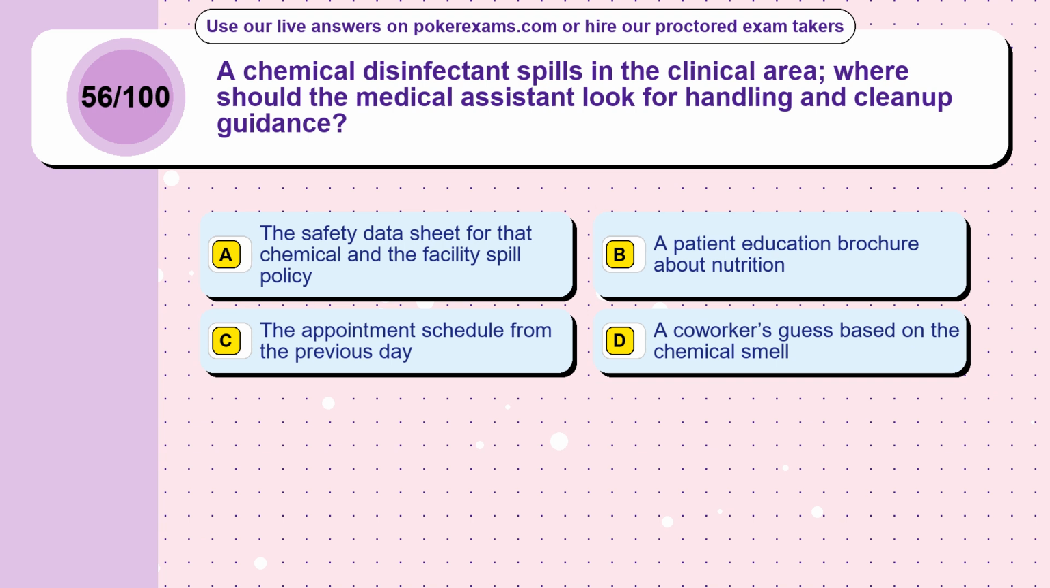Question 56. A chemical disinfectant spills in the clinical area. Where should the medical assistant look for handling and cleanup guidance? Option A. The safety data sheet for that chemical and the facility spill policy. Option B. A patient education brochure about nutrition. Option C. The appointment schedule from the previous day. Option D. A coworker's guess based on the chemical smell.